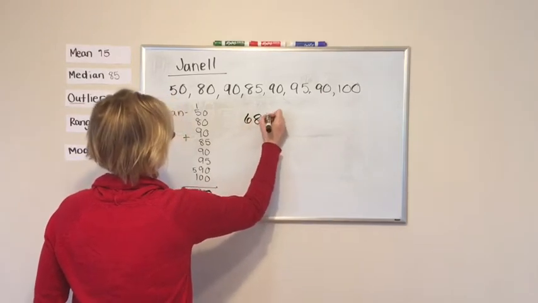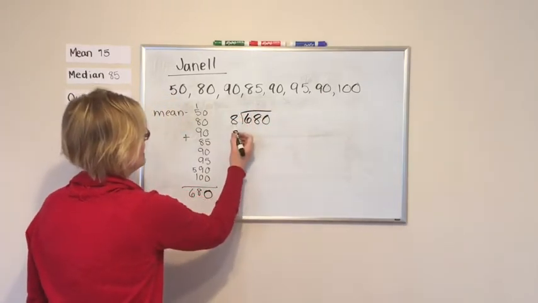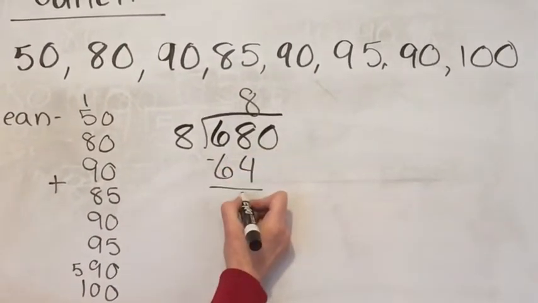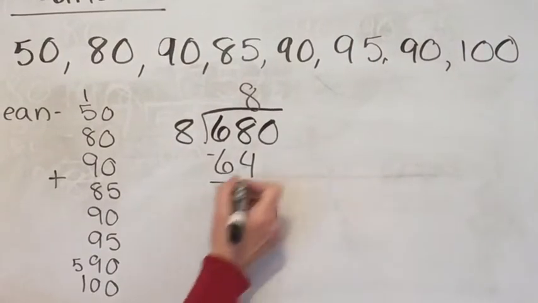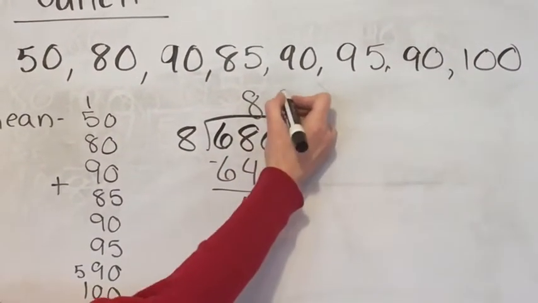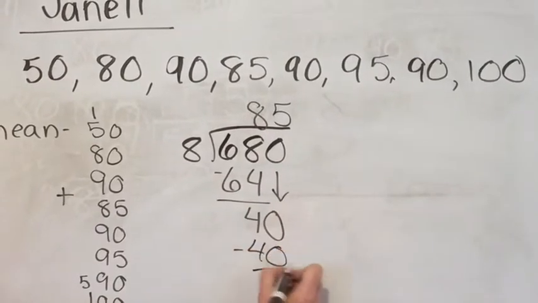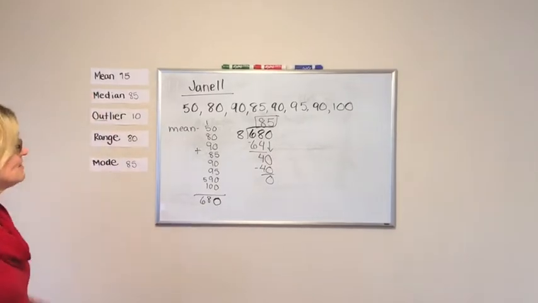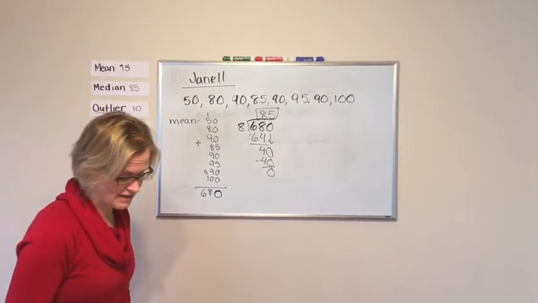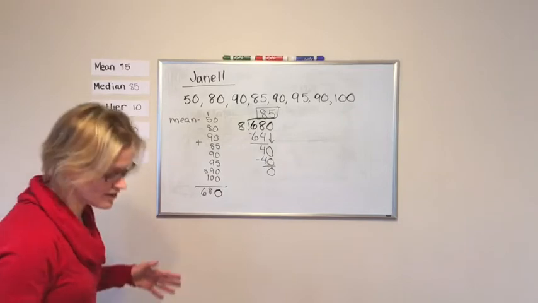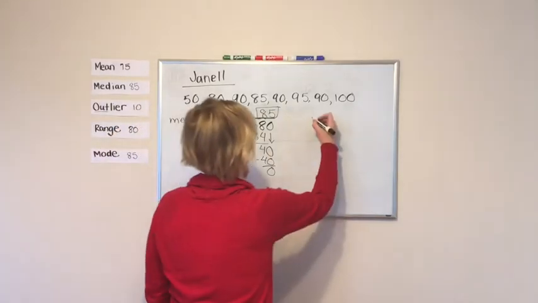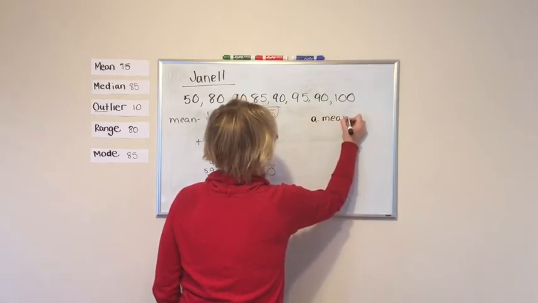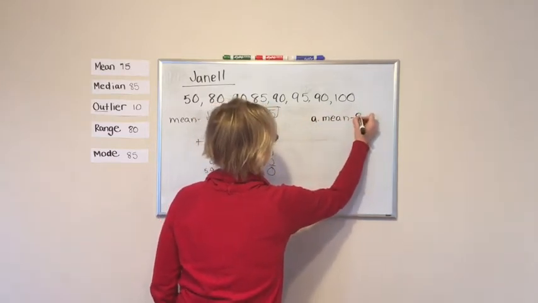8 can go into 68 8 times. Eight can go into 40 5 times evenly. There is no remainder. So the answer for my mean for Janelle is going to be 85. When you write your answer for letter A, you want to make sure that you label what each number means. So if you're writing mean, you want 85.